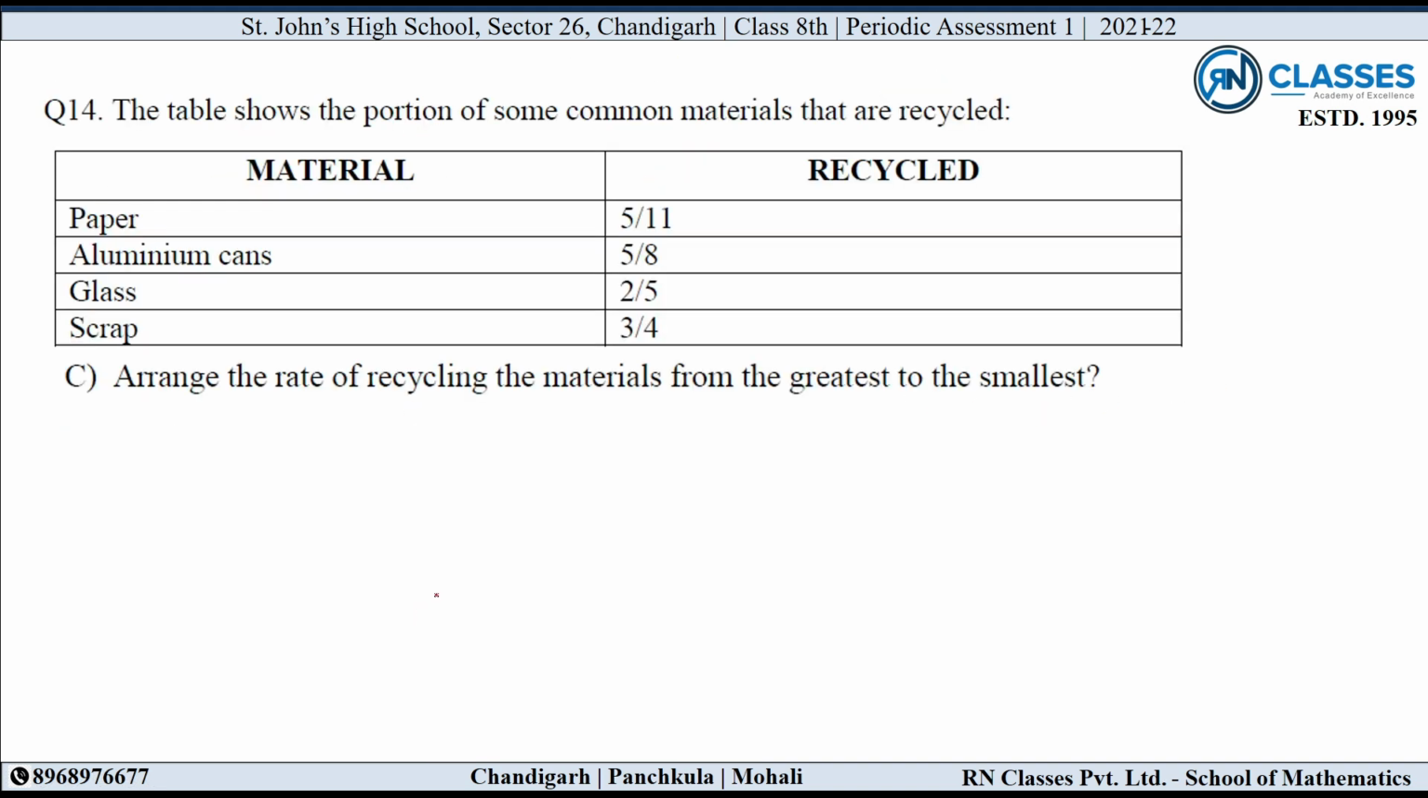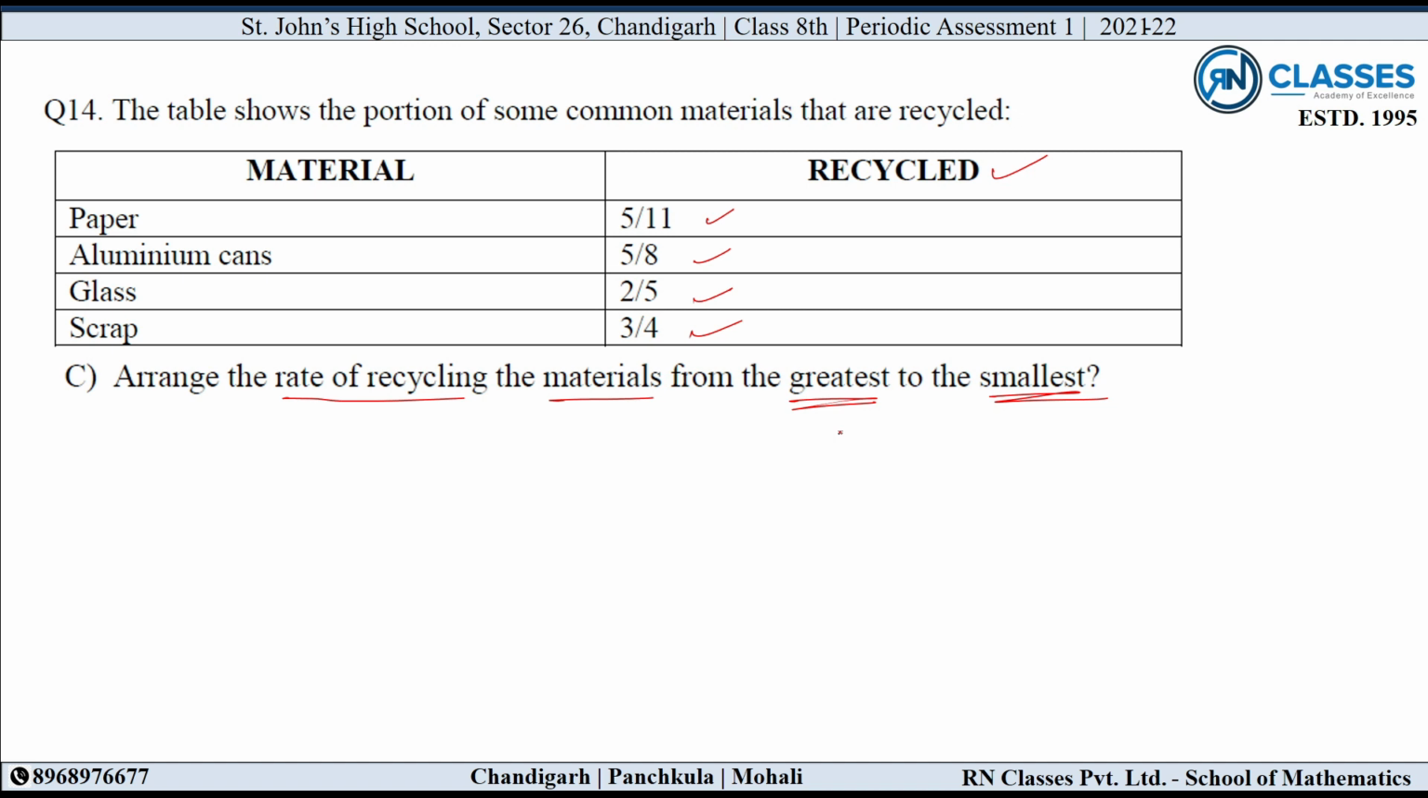Next one, part C. Now arrange the rate of recycling of the materials from greatest to smallest. These are recycled numbers. Rate of recycling. Rate means percentages. Percentage means that's it. You have to multiply these numbers with 100 and you'll get the rate of recycling. Right? Multiply it with 100 kar do and arrange it from greatest to smallest. But you are multiplying all these numbers with 100. Greatest to smallest में कुछ फर्क पड़ेगा? No. Greatest to smallest में कुछ फर्क ही नहीं पड़ेगा.